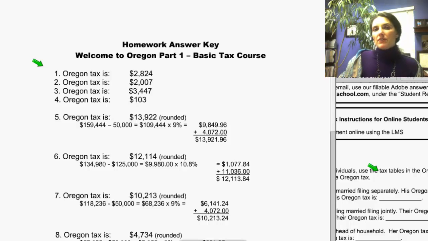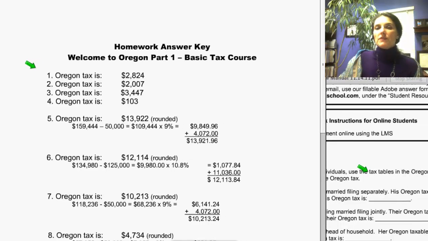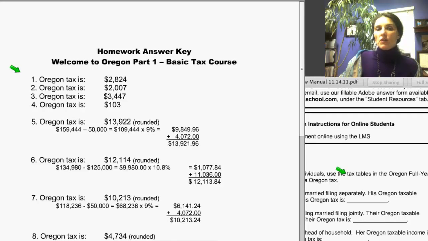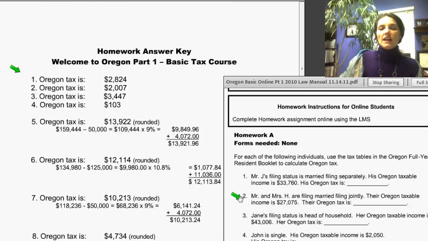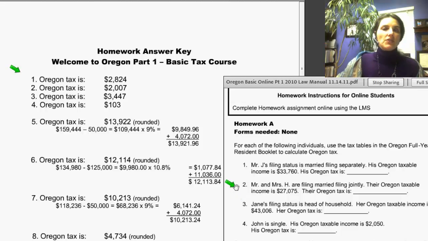We're going to begin part 2 of Welcome to Oregon with a review of the part 1 homework answer key. And of course the homework assignment was to look up tax on Oregonians for various amounts of Oregon income. And I already showed you how to look up the tax on the first question involving Mr. J. So let's pick up with question number 2.